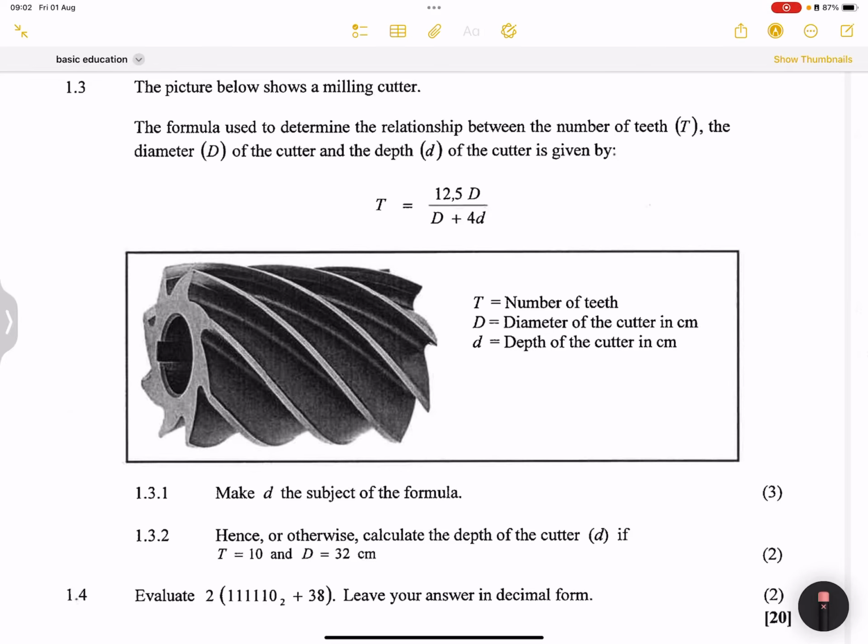We are back together. Right, so we're continuing on that 2024 May-June technical maths paper. Let's dive into it. We've already done 1.1 and 1.2, so let's get into 1.3. They say the picture below shows a milling cutter.